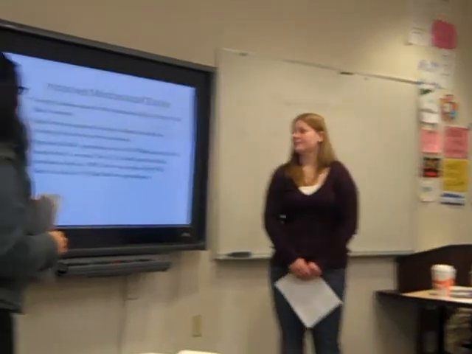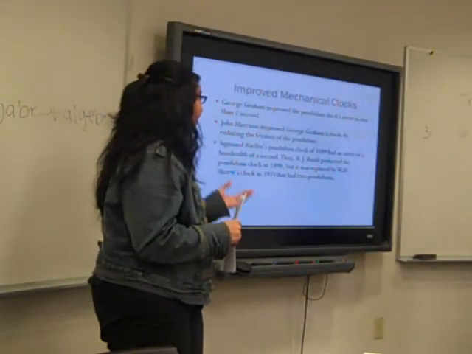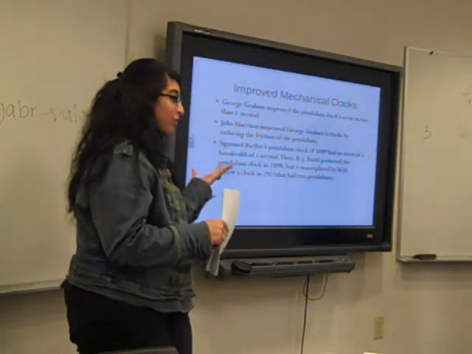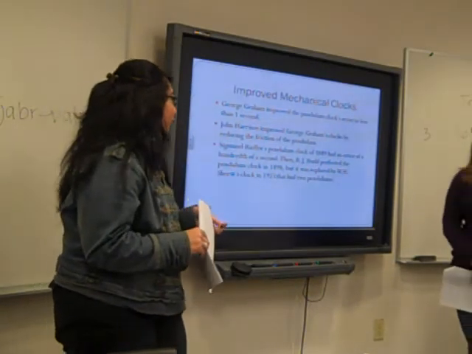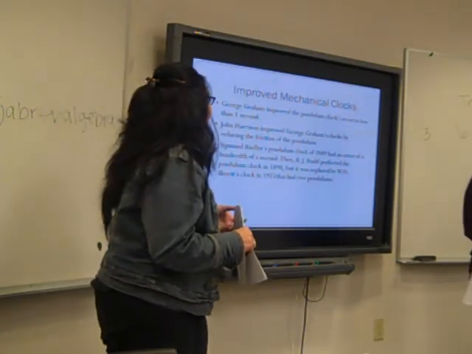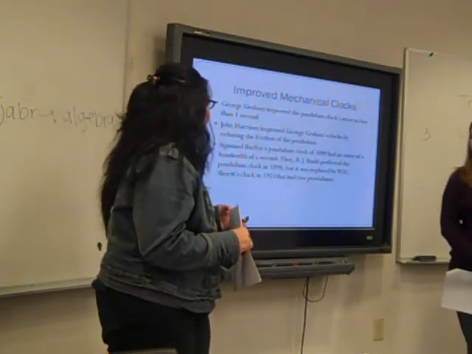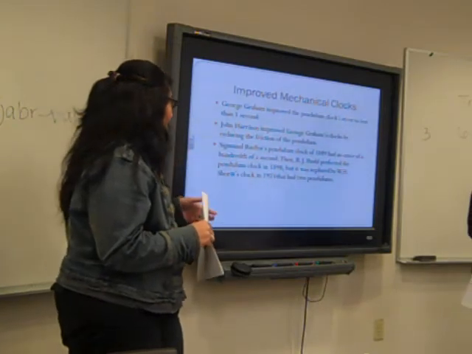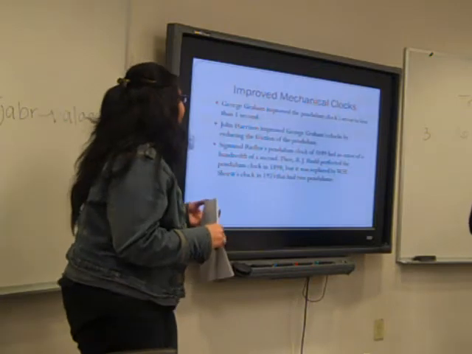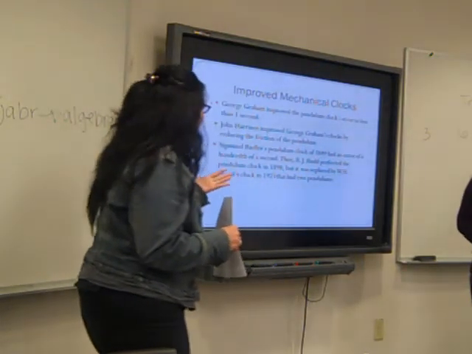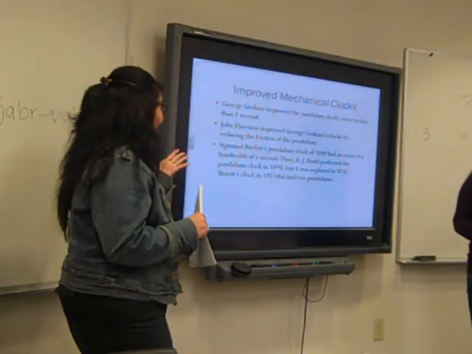Okay, so after that there were more improved mechanical clocks. And George Graham improved the pendulum clock's error to less than a second, because before it was closer to 1 second. Then John Harrison improved Graham's clock by reducing the friction of the pendulum. And after that, Sigmund Riefler's pendulum clock of 1889 had an error of 100th of a second. And then it was perfected and replaced by Shortt's clock in 1921.